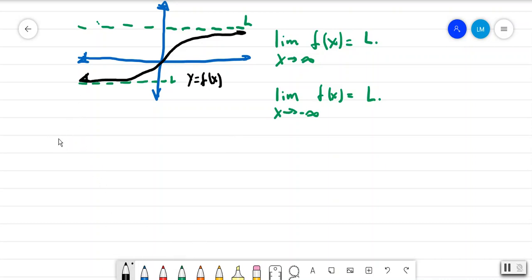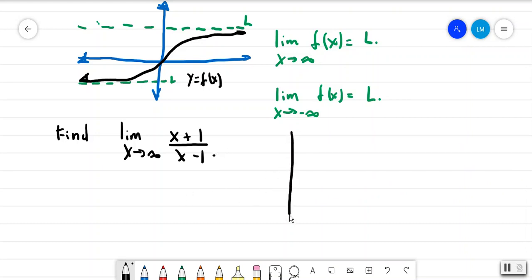Now, what we can do is look at a couple of examples on how we find certain limits. Let's say that we want to find the limit as x approaches infinity for x plus 1 divided by x minus 1. What I'm going to do with this one is use the graph. So let's go ahead and draw the graph of this one. There's a vertical asymptote at 1, actually, so that'll be something like this.